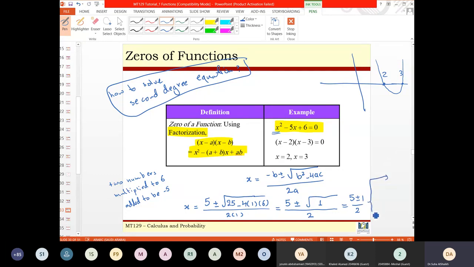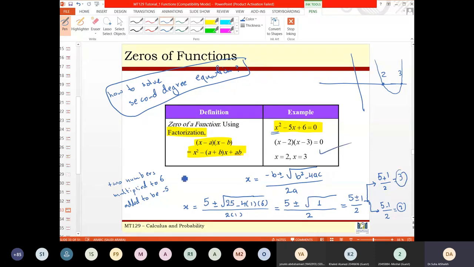The solution splits into two parts, once with the plus and once with the minus. Once 5 plus 1 over 2, and once 5 minus 1 over 2. 5 plus 1 is 6 over 2, which is 3. 5 minus 1 is 4 over 2, which is equal to 2. Is it the same solution or not? It's the same solution.